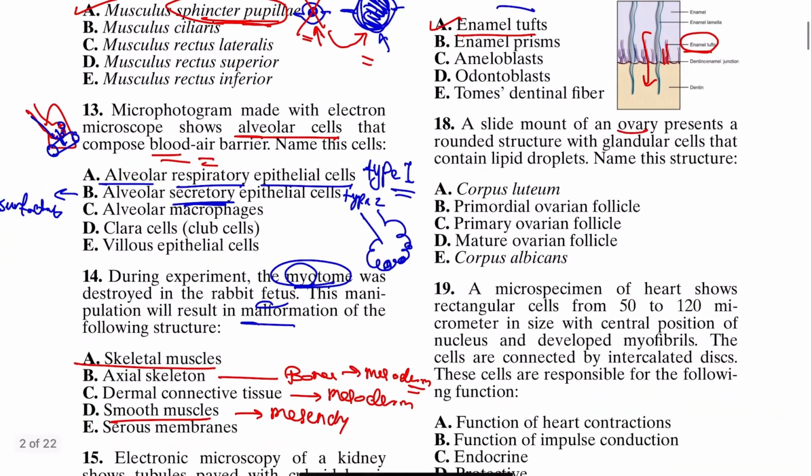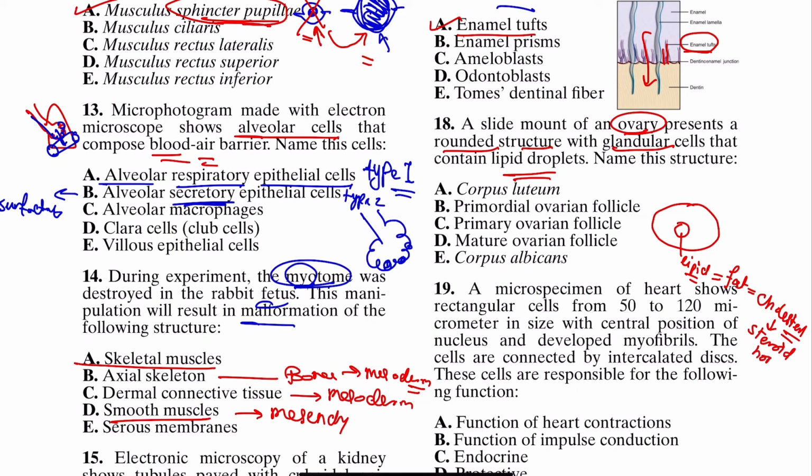Here we see an ovary has a structure with glandular cells that contain lipid droplets. So in the ovary of the woman, we have inside it cells that contain lipid. So lipid equals fat, equals cholesterol, or some type of fat is cholesterol. Cholesterol makes steroid hormones, such as progesterone. Progesterone is a steroid hormone, just meaning that it comes from fat.